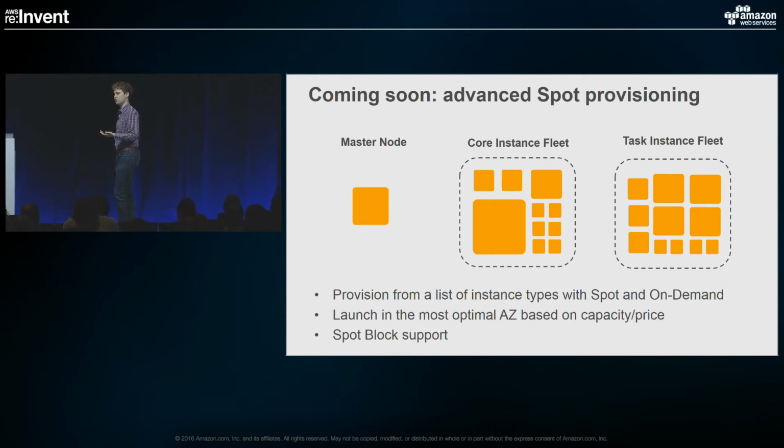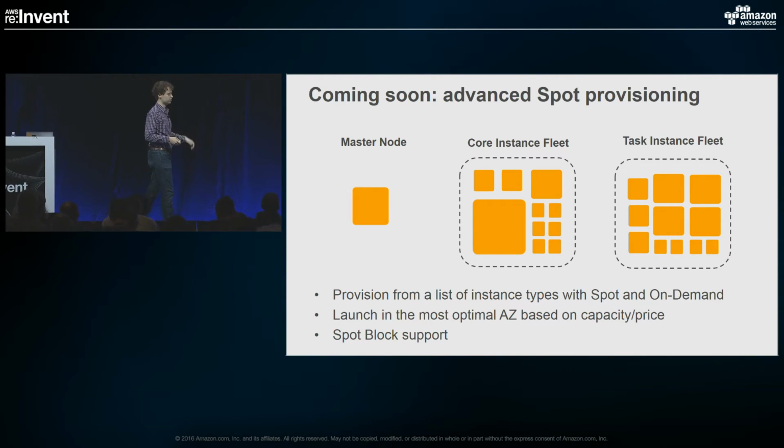Or not know what AZ you want to launch in. Because spot prices differ in AZs, it could be that one availability zone is having a spot price spike while other ones are low, and it's sometimes hard to know exactly what AZ you should launch the cluster. So coming soon, in EMR, you'll be able to specify a list of different instance types and different bid prices, and also a list of different AZs.